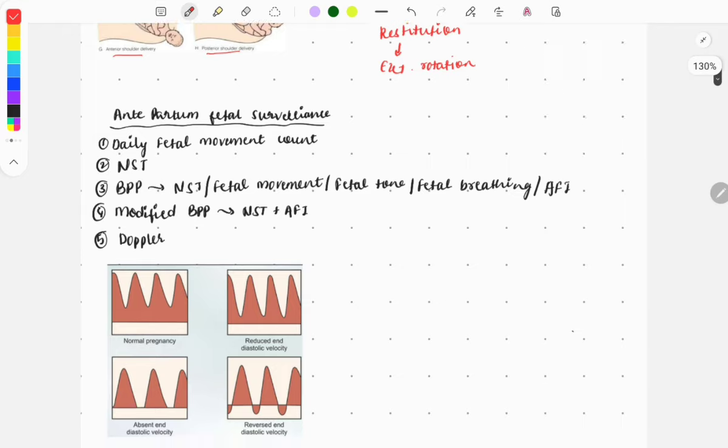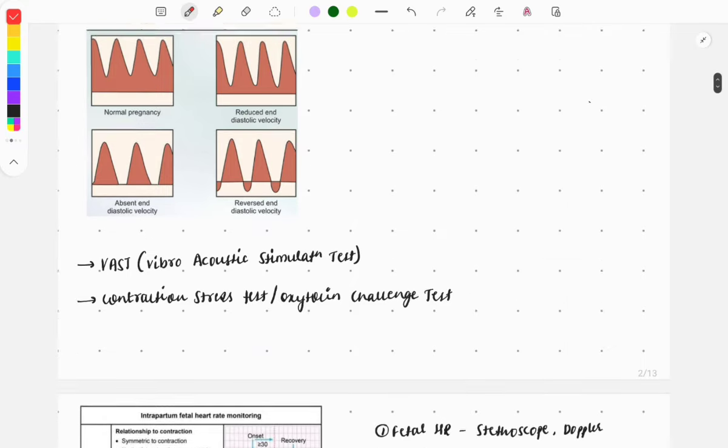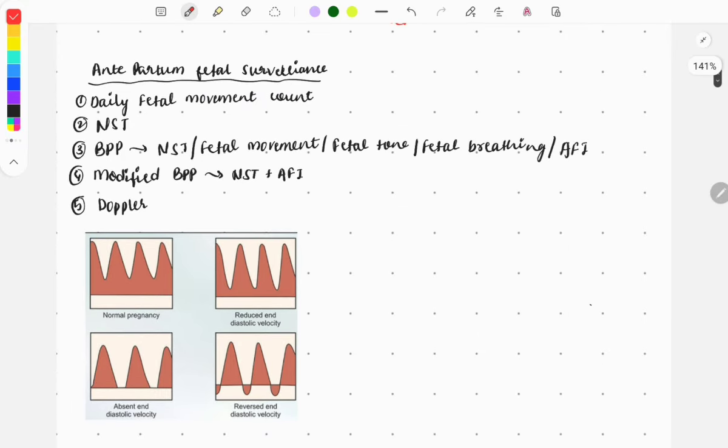Then moving on, as we are discussing labor, we will also discuss a few important things like the antepartum fetal surveillance and the intrapartum fetal surveillance, what all we will be doing and how we will be doing it. In the antepartum fetal surveillance, the things which are checked are the daily fetal movement count, then the non-stress test, then the BPP, which is the biophysical profile, and questions are asked on the components of this BPP. This one is a PYQ. They will give 4-5 things, and they'll ask which of the following is not a component of the BPP, or which of the following is included in the components of the BPP.